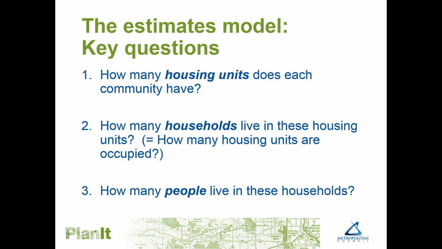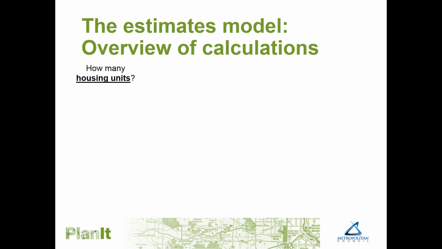Third and finally, how many people live in these households? So the big takeaway here is that populations grow when communities add housing units, when more of those housing units are occupied, and when those occupied housing units have more people living in them. And here's how this works. I'll start with a big picture overview and then talk about these different questions on the following slides.